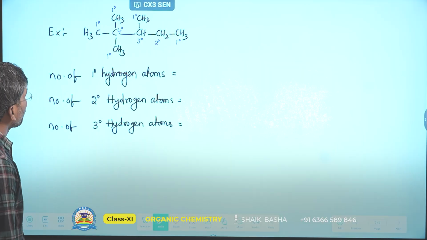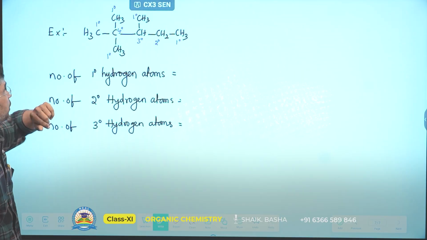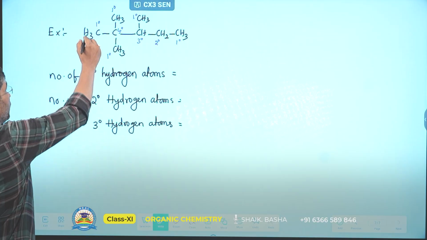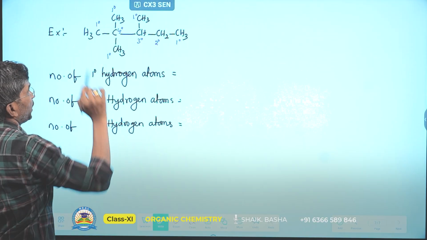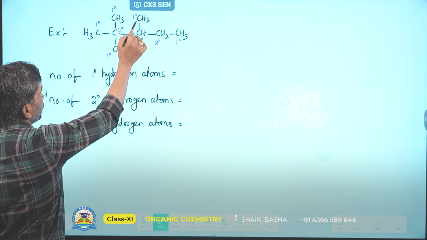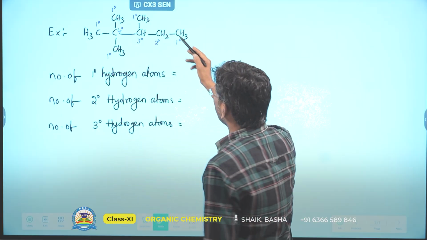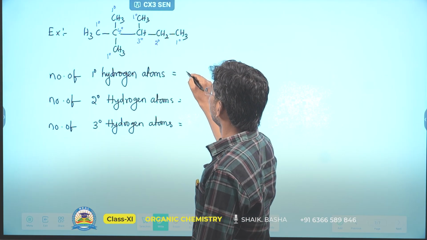What is the definition? The hydrogen which is directly attached to primary carbon is called primary hydrogen. Here these 3 hydrogens are connected to a primary carbon, so these 3 belong to primary. These 3 also belong to primary, and so on for the other groups. So in total how many are there? 3 plus 3 plus 3 plus 3 plus 3. Total 9, 12, 15.